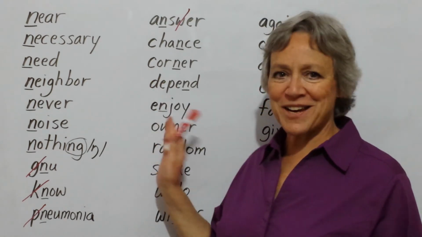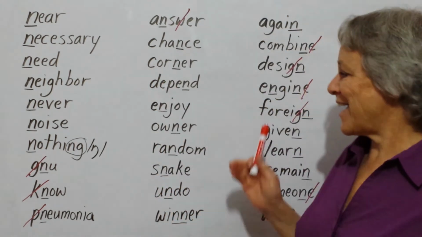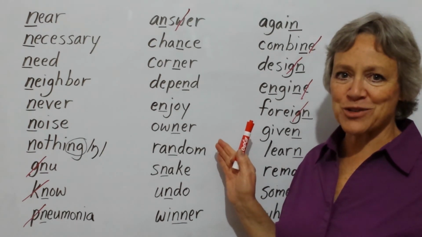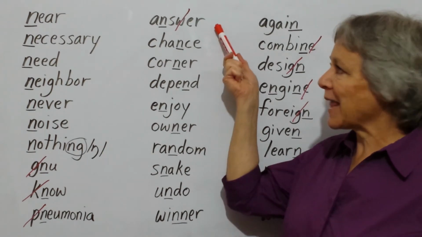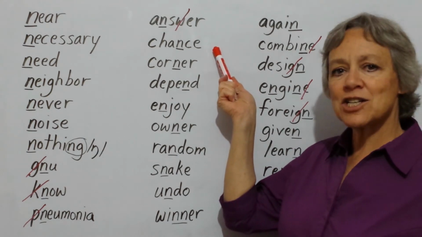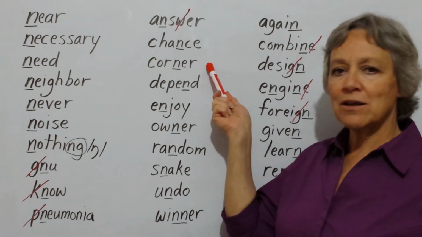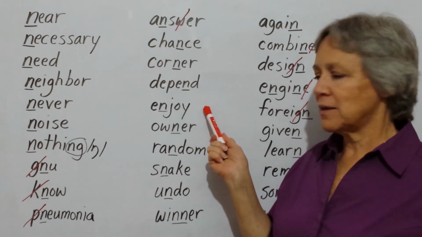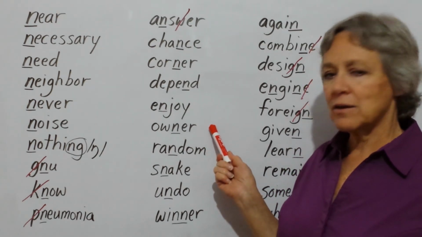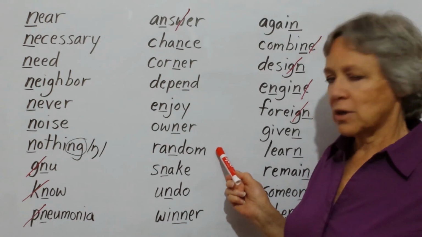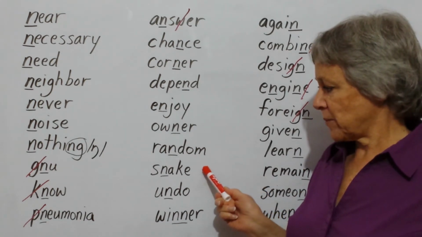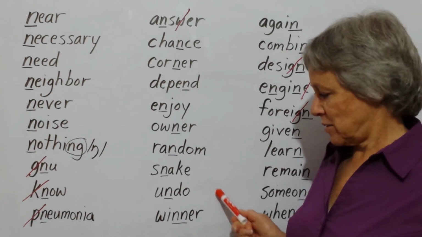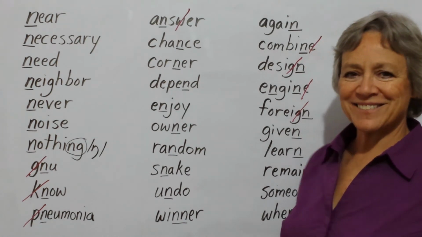Okay, let's go to the next column. Please repeat again, and then I'll do some short phrases or sentences with some of these words, okay? Please repeat. Answer, chance, corner, depend, enjoy, owner, random, snake, undo, winner. Okay?